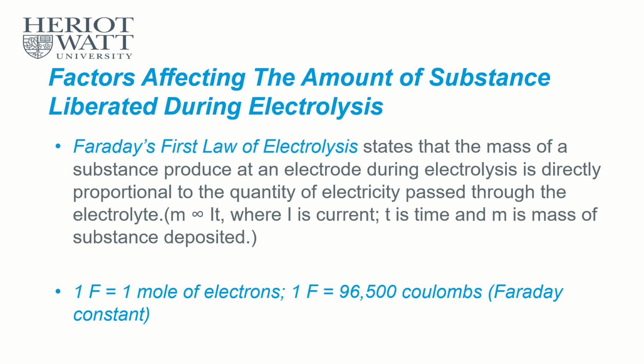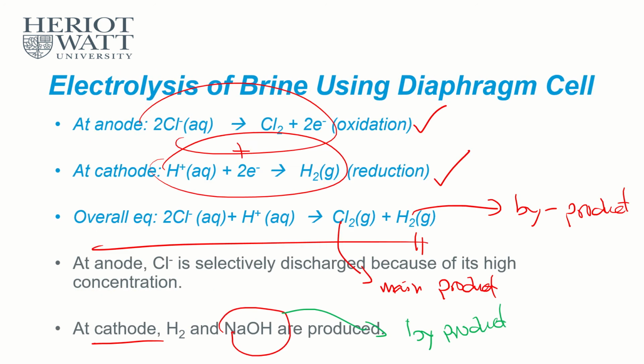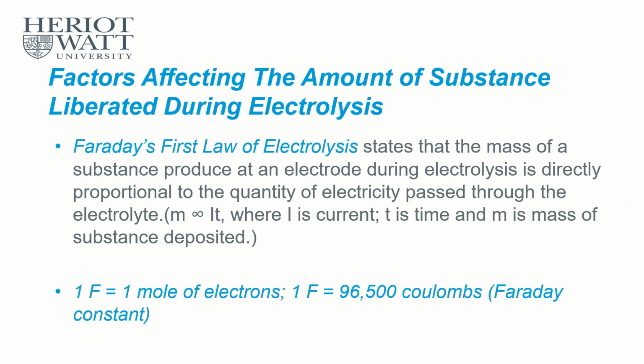Now, how do we determine the amount of substance produced? Like just now, what is the mole or the concentration of chlorine gas produced, since this is the main product? So how do we know how much chlorine gas is actually produced? How do we perform calculations for that? It is based on Faraday's first law of electrolysis.